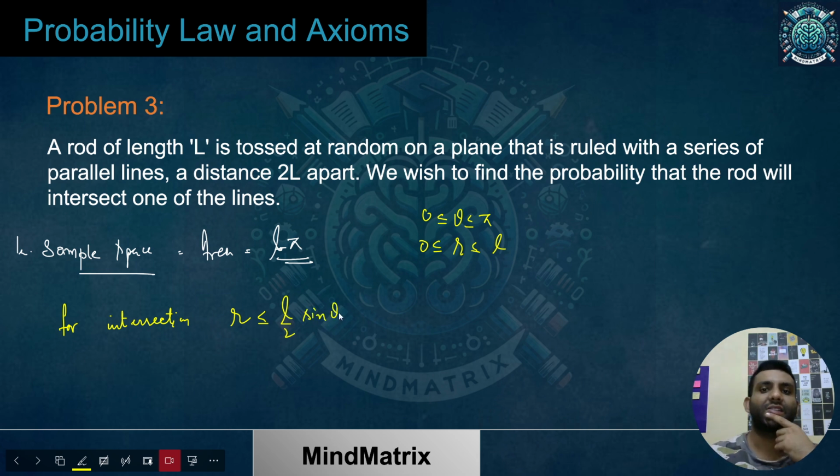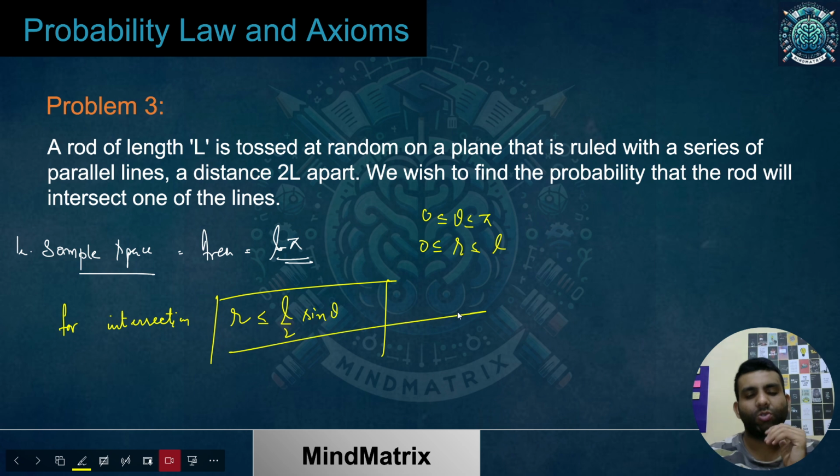R must be less than or equal to L by 2 sine theta. This is another condition we are having over here. Okay, so now you have three conditions, and now you can find out the probability as we found in the previous question. So what is it going to be? Simple stuff. Now see this carefully.